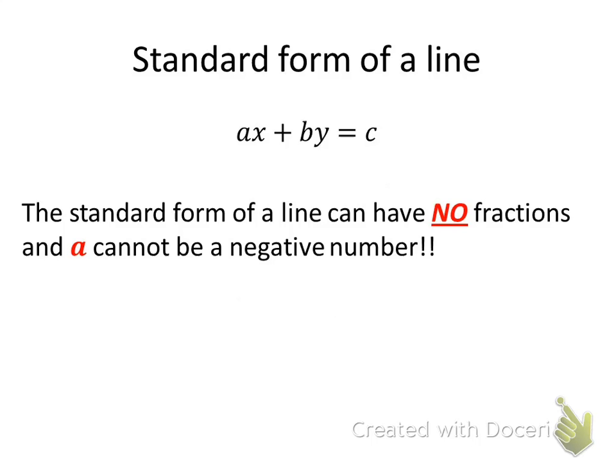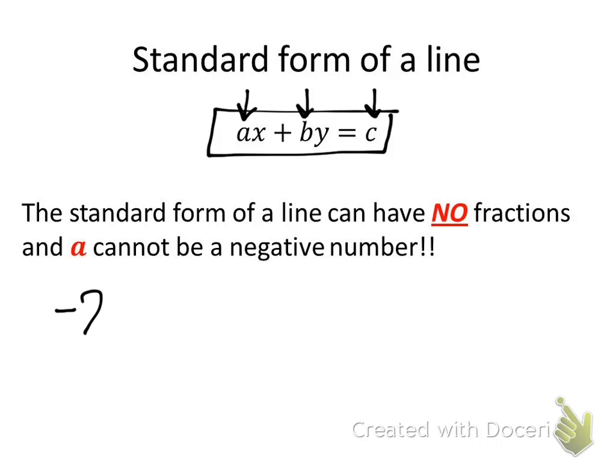The standard form of a line is ax plus by equals c, and a, b, and c all represent numbers. So it could be something like 2x plus 3y equals 5. The standard form line, this is so important. It can have absolutely no fractions at all, and the first number, which is always going to be a, can never be a negative number.